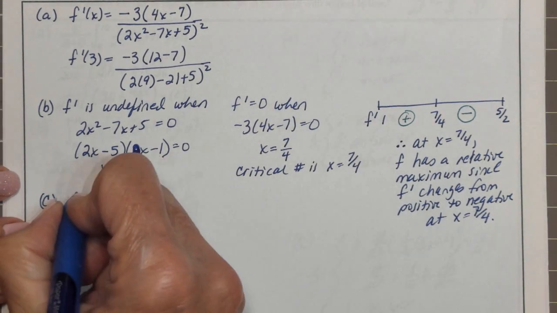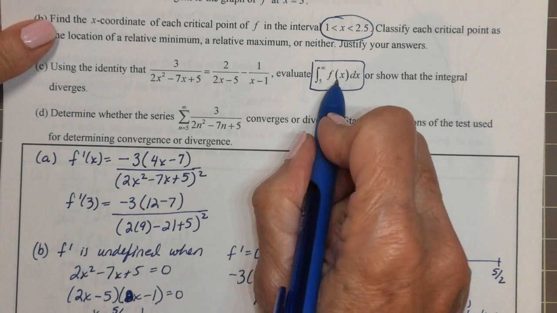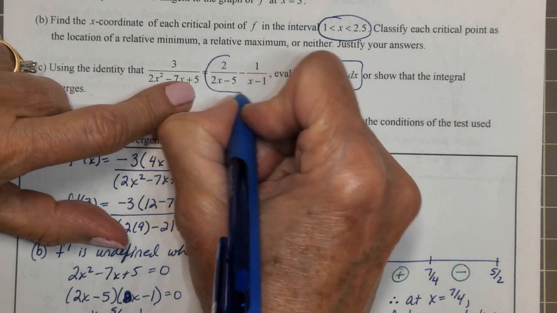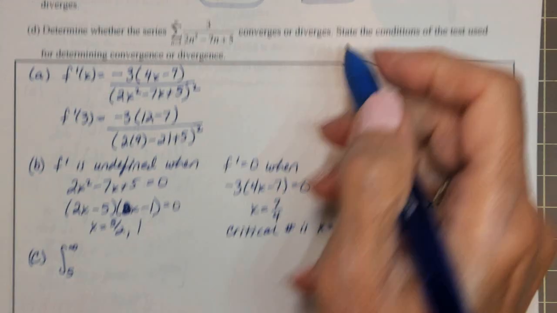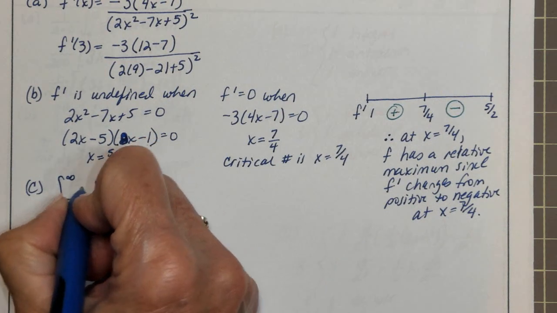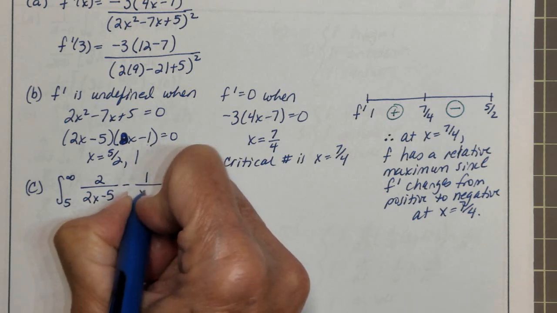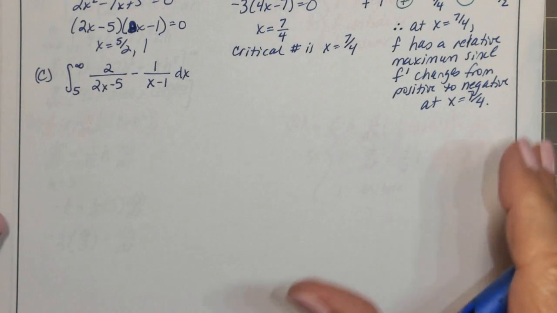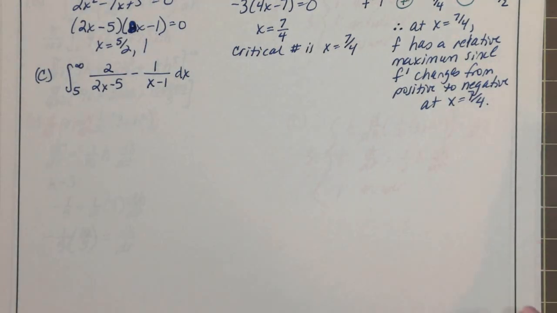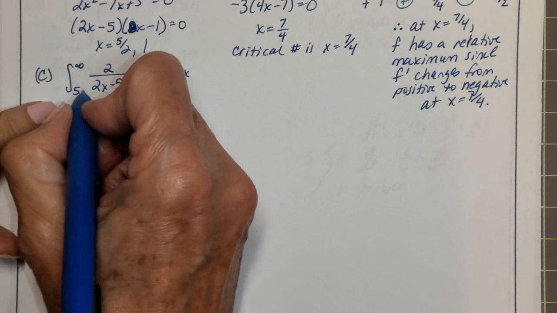So I have the integral from 5 to infinity of f, but they tell me to use this for f. So I'm going to do what they told me to, and I'm going to use that. They have done the partial fraction decomposition for me. They've saved me a bunch of work. Now all I have to do is use what they say to use. Okay, I can dive in right here and take the antiderivative.